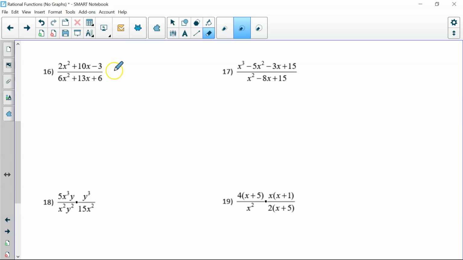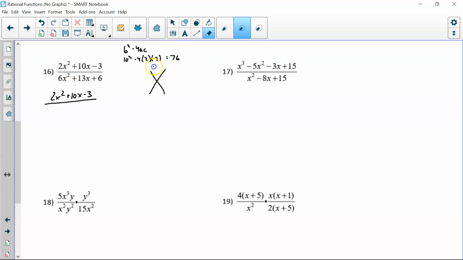Now, I'm looking at this numerator. I'm not thinking I'm going to find anything that's going to work. So real quick, b squared minus 4ac, just to make sure. So that's going to be 10 squared minus 4 times 2 times negative 3. So that's going to be 100 minus 24, which is 76. That's not a perfect square. That quadratic on the top is not factorable. 2x squared plus 10x minus 3 can't be simplified. Let's factor the denominator.